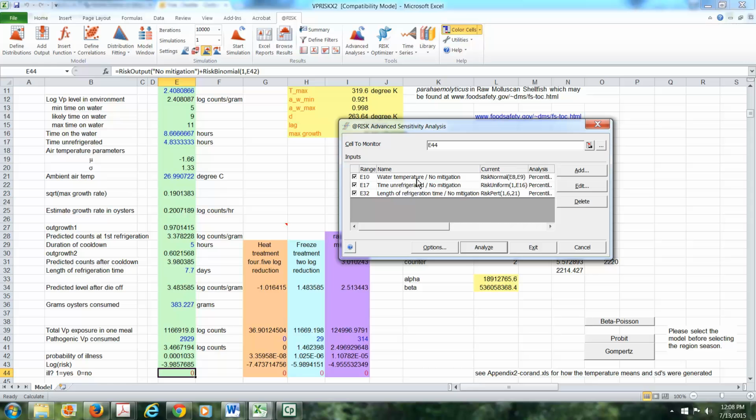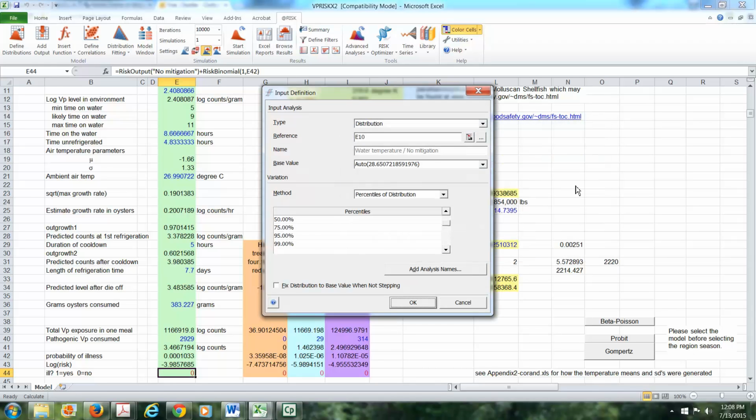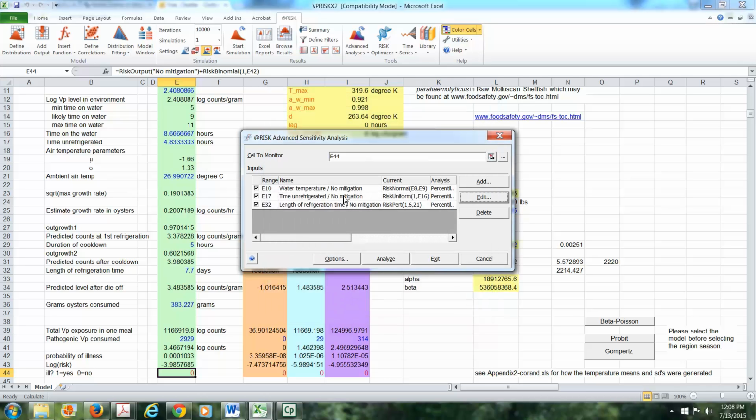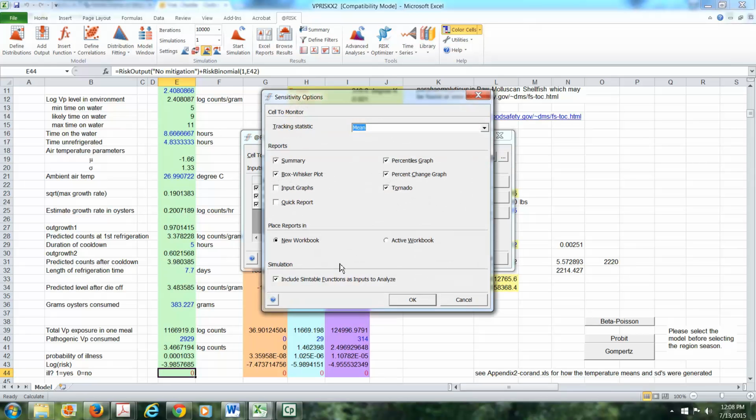Once again, if we edit here, we're going to see that for E10, we're going to be looking at a range of percentile values. We'll look at the 1st, the 5th, the 25th, and so on, so forth. The same would be true for these other variables, so I will spare you that.